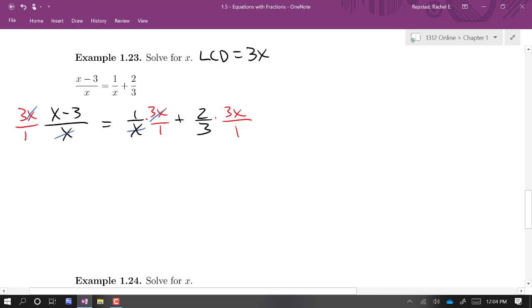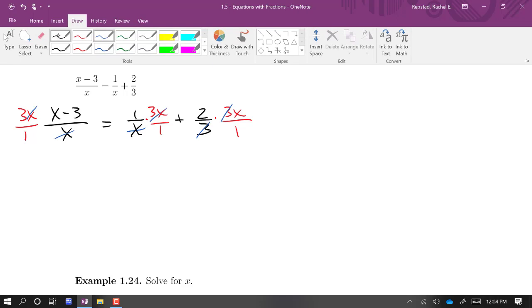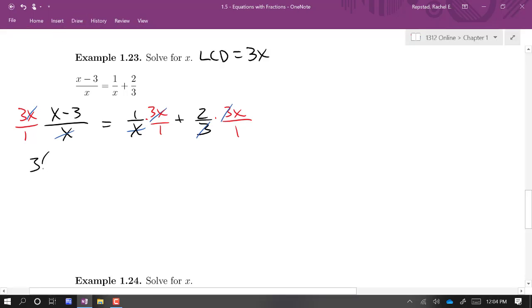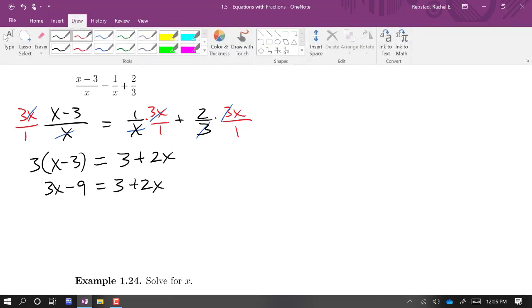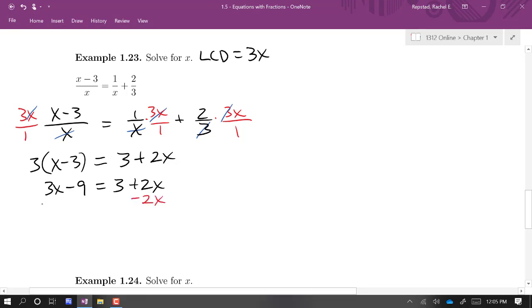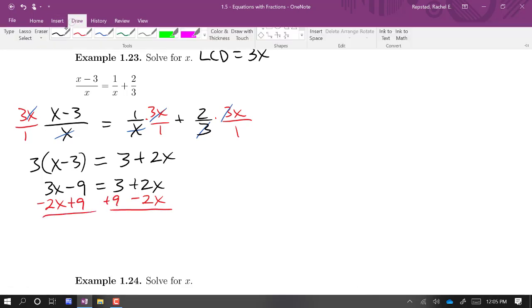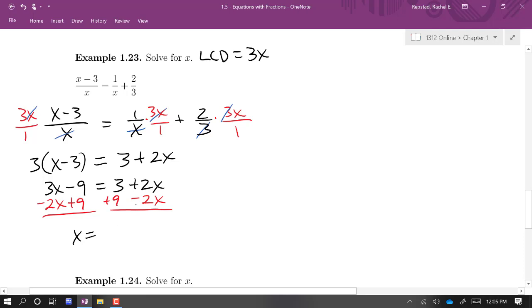I'm going to cancel what will cancel. The first term ends up being 3 times, in parentheses, x minus 3, equals, on the other side, 3 plus 2x. I'll distribute that 3, another linear equation, so I'll distribute that 3x minus 9 equals 3 plus 2x. Get all of our x's on one side. Let's subtract 2x and add 9. And that gets us x equals 12.